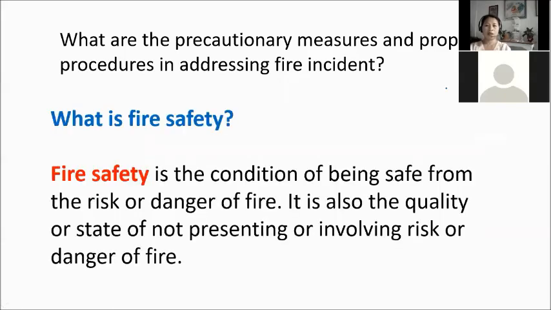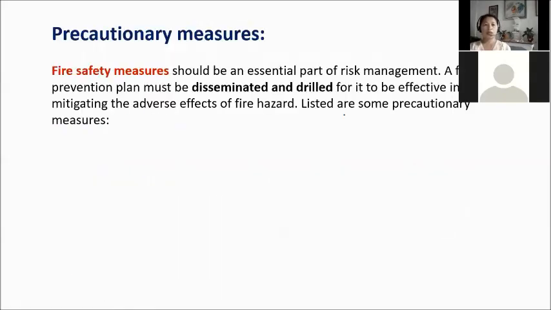Una, we need to define or to understand what is fire safety. So this is a condition of being safe from the risk or danger of fire. There's also the quality or state of not presenting or involving risk or danger of fire. Safety. So, okay. So when we say fire safety, measures should be an essential part of risk management. So there should be a prevention plan, must be disseminated and drilled.